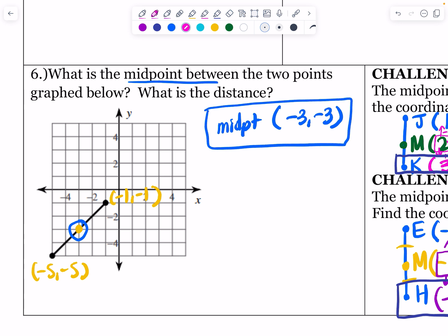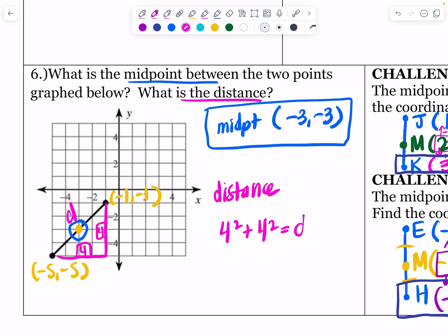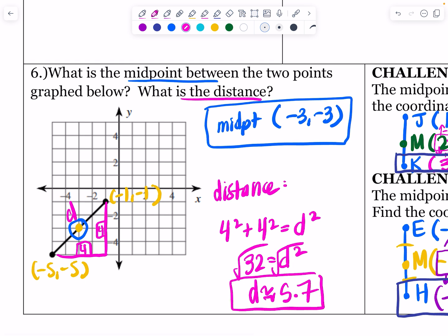Now, what is the distance between these 2 points? I'm going to turn this into a right triangle. This is a 4 by 4 right triangle, and so whenever I find my distance, I'm going to plug that into the Pythagorean theorem. 4 squared plus 4 squared equals d squared, and that's 16 plus 16 is 32, equals d squared. Square root of 32, let's type that in. Square root of 32 is about 5.7 if I were to round it to the nearest tenth. So 5.65 is going to round up to about 5.7. That makes sense as an answer because it's a single number, it's a positive number, and 5.7 is more than 4 and more than 4.